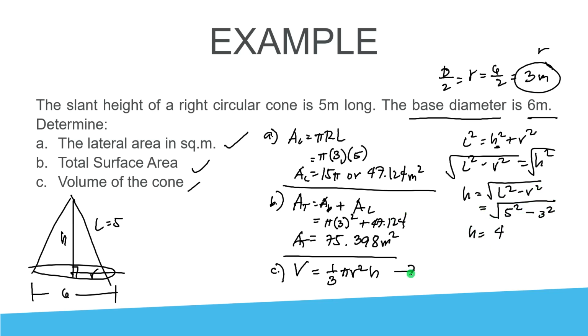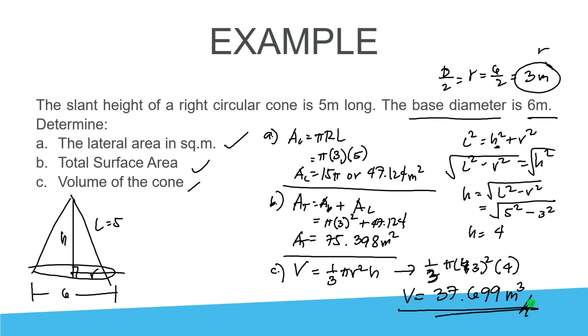So substitute one third pi times 3 squared times 4. So the volume is 12 pi, or in decimal, 37.699 cubic meters. Okay, next.